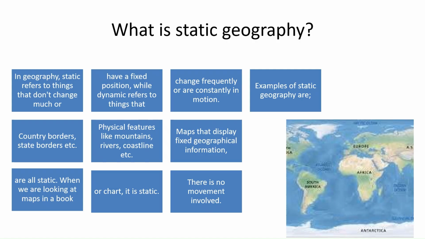What is static geography? In geography, static refers to things that don't change much or have a fixed position, while dynamic refers to things that change frequently or are constantly in motion. Examples of static geography are country borders, state borders, etc. Physical features like mountains, rivers, coastlines, etc. Maps that display fixed geographical information are all static. When we are looking at maps in a book or chart, it is static. There is no movement involved.